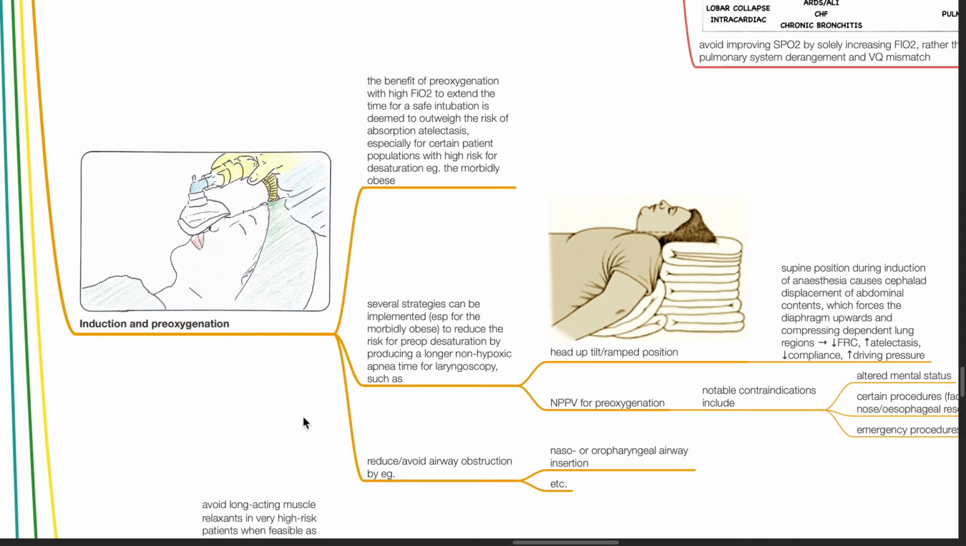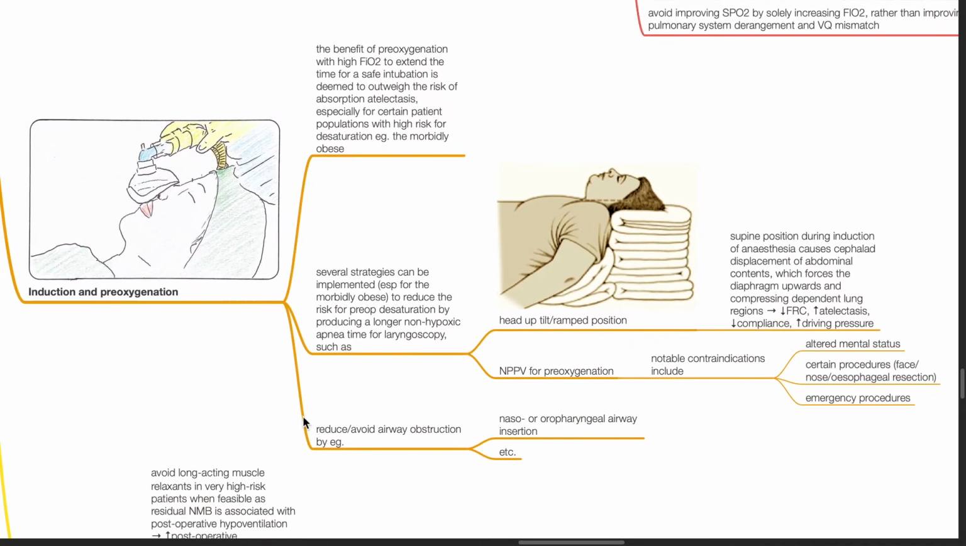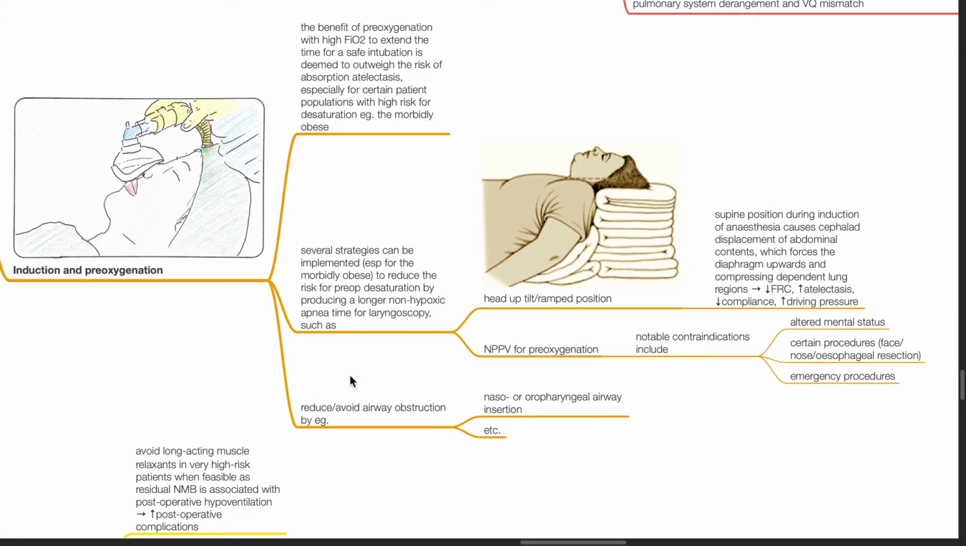Induction and preoxygenation. The benefit of preoxygenation with high FiO2 to extend the time for a safe intubation is deemed to outweigh the risk of absorption atelectasis, especially for certain patient populations with high risk of desaturation, such as the morbidly obese. Several strategies can be implemented, especially for the morbidly obese, to reduce the risk of pre-op desaturation by producing a longer non-hypoxic apnea time for laryngoscopy, such as the ramped position.